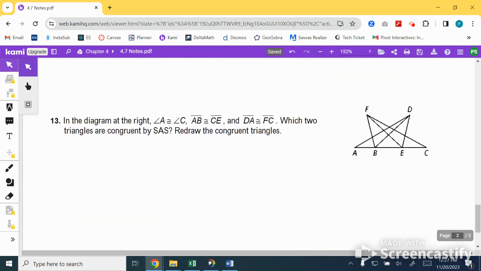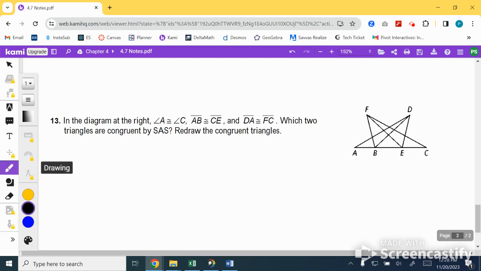Now come over here. We've got a whole bunch of triangles going on here. I count 6 triangles. A lot of stuff going on in here. So what we're going to do is highlight the triangles that we're talking about. Start with blue. It says, which 2 triangles are congruent by SAS? So actually, I'm going to start marking what I know. Angle A is congruent to angle C. So right away, I know A and C are both in the triangles I'm looking for.